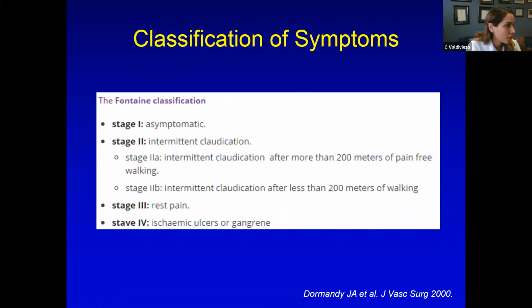This is the classification of symptoms. It's called the Fontaine classification. Stage 1 is considered asymptomatic. Stage 2 includes intermittent claudication, and this is subdivided into stage 2A, characterized by intermittent claudication after more than 200 meters of pain-free walking. Stage 2B is characterized by intermittent claudication after less than 200 meters of walking. Stage 3 is characterized by rest pain, and stage 4 are those who have ischemic ulcers or gangrene.